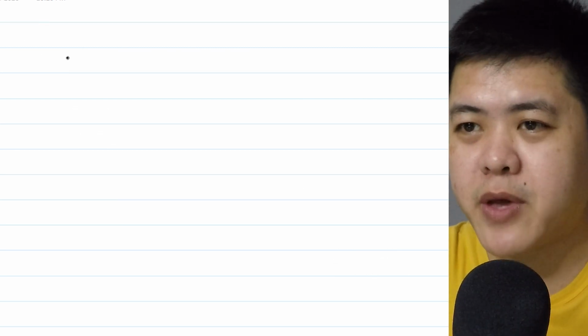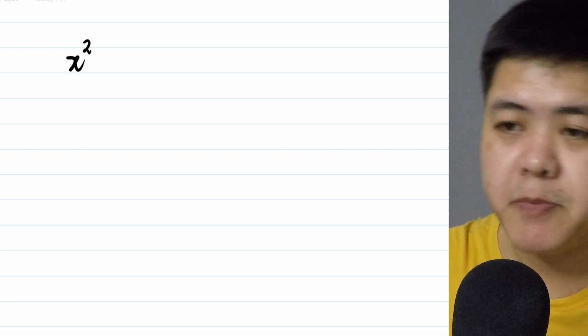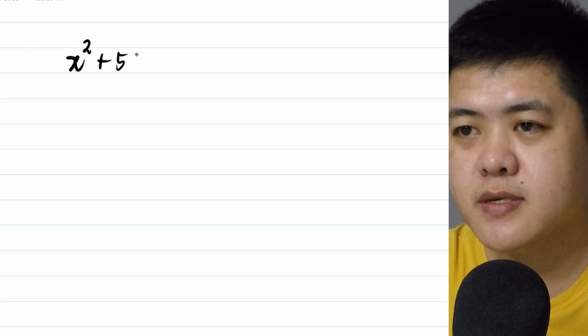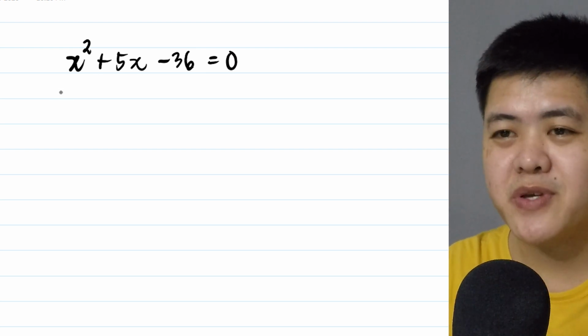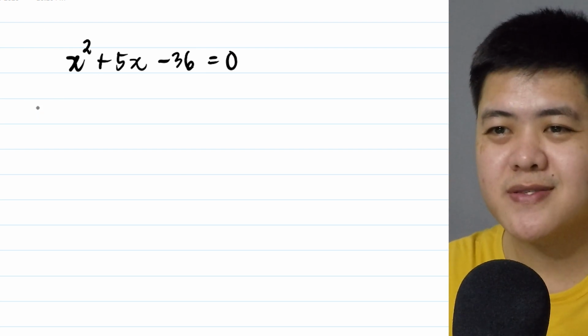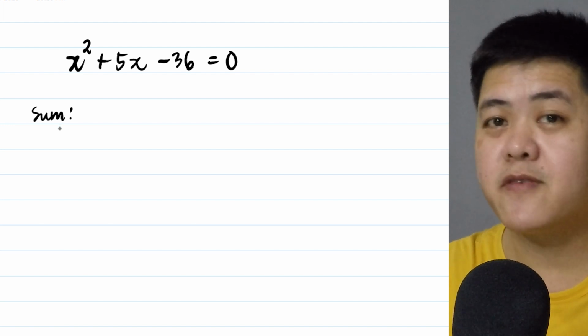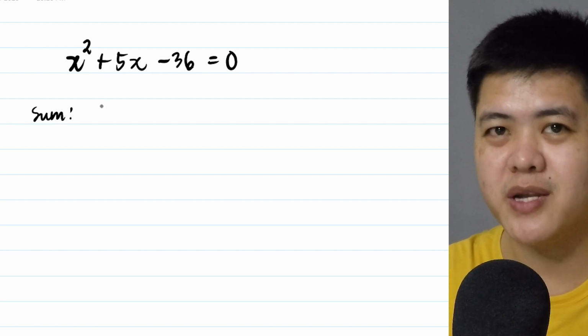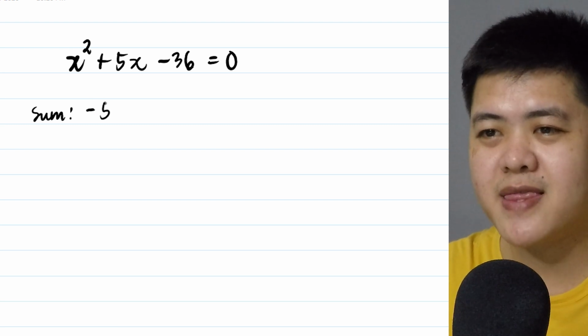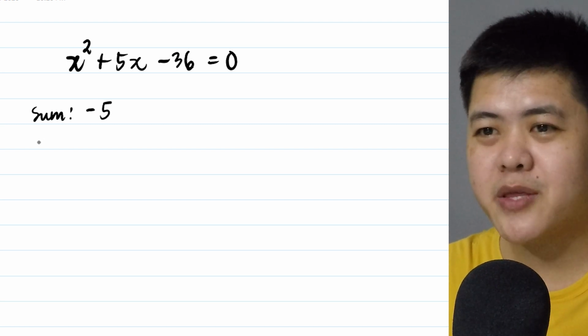Let's have one more example. Say, for example, we have x squared plus 5x minus 36 is equal to 0. Again, first step is to get the sum and product of the roots. The sum is negative b over a. So, in this case, plus 5. So, it's minus 5 over 1. So, it's negative 5.